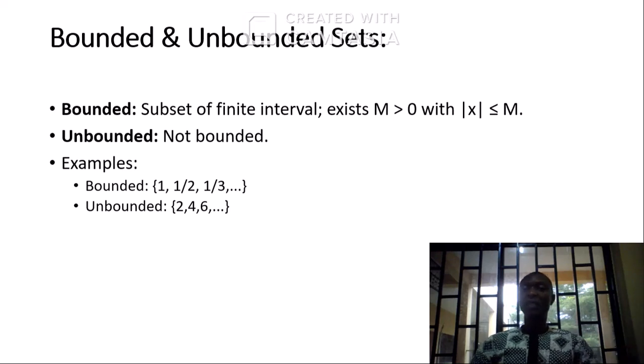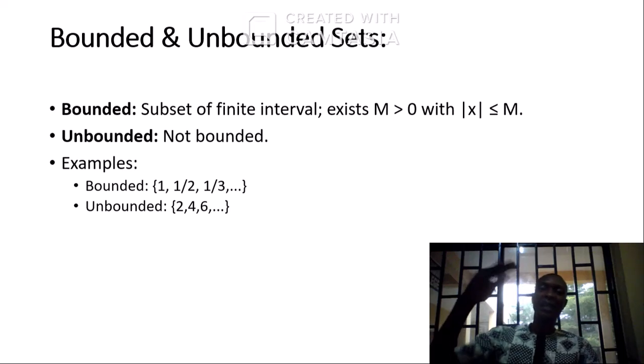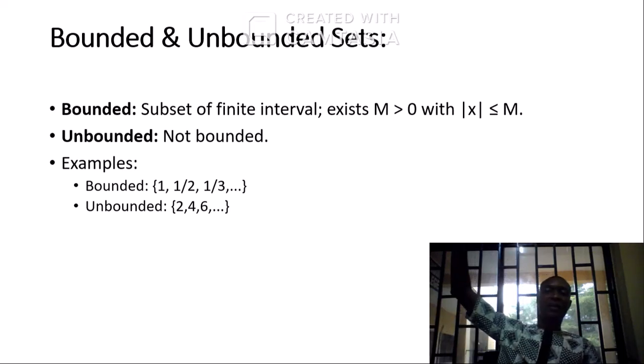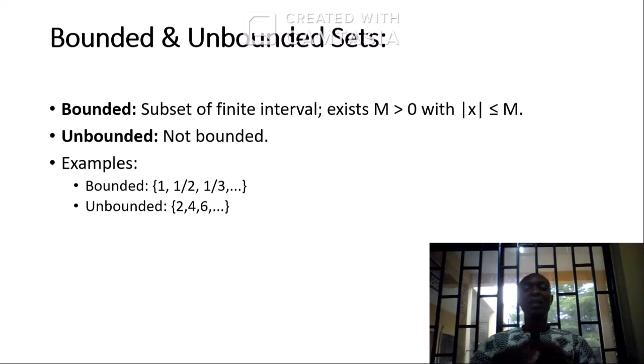A subset of a finite interval. A set is said to be bounded if there exists a particular real number n such that the absolute value of x is less than or equal to n. That is, there is a particular number that the set cannot be more than. Take for example, the age of human beings on Earth is bounded. We can say it's bounded by 2,000. There is nobody that can live up to 2,000 years.